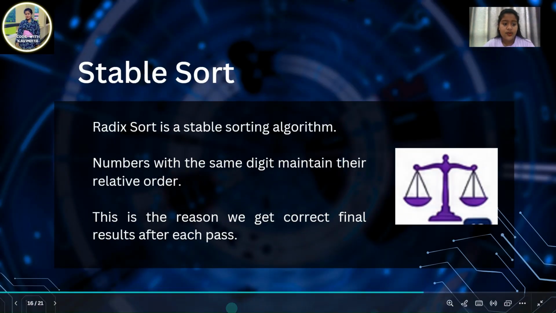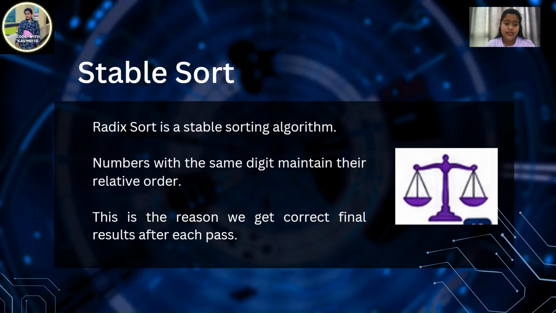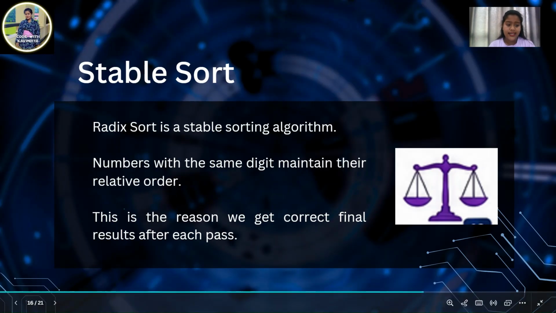Radix sort is also a stable sort. It means if two numbers share the same digit value in a pass, they preserve their original relative order. This property is important because without stability, previous digit passes would be ruined by later ones.